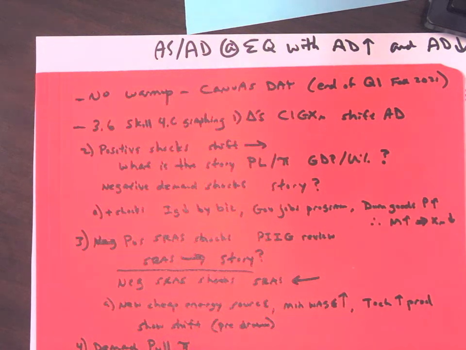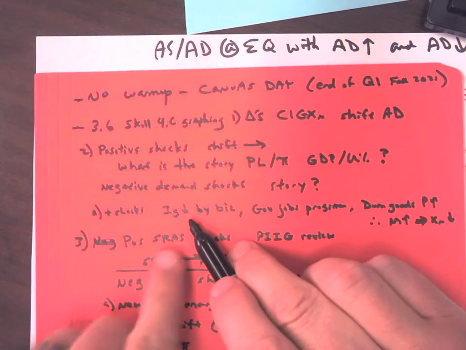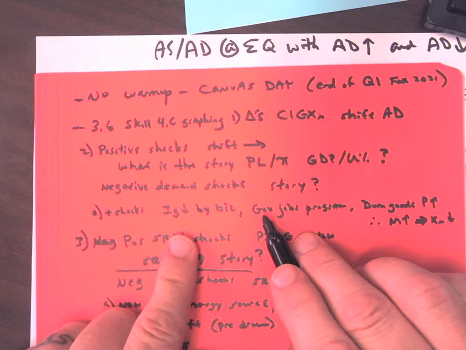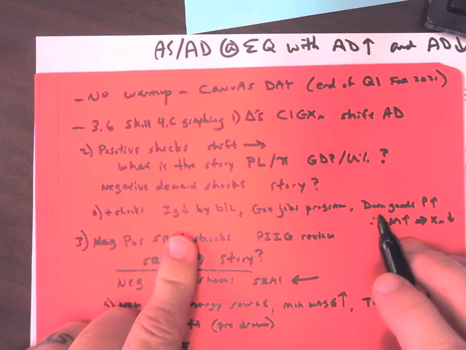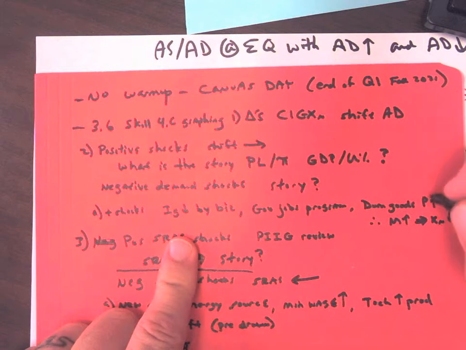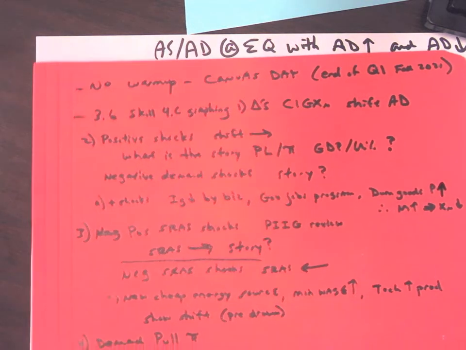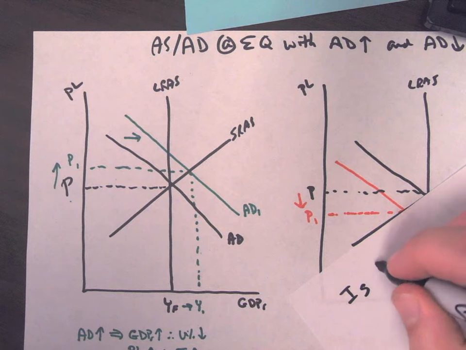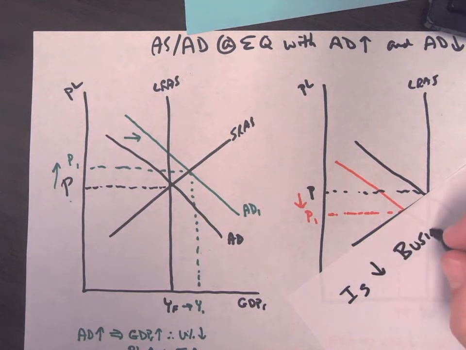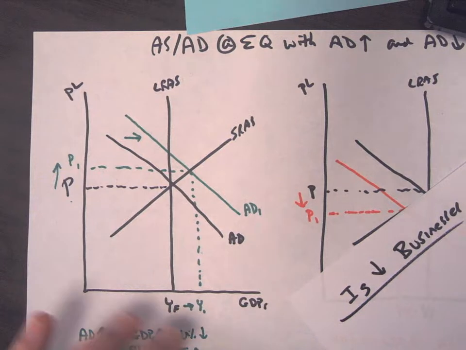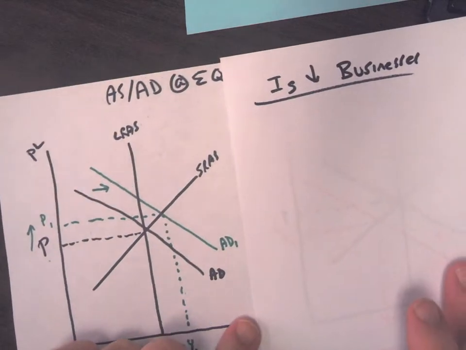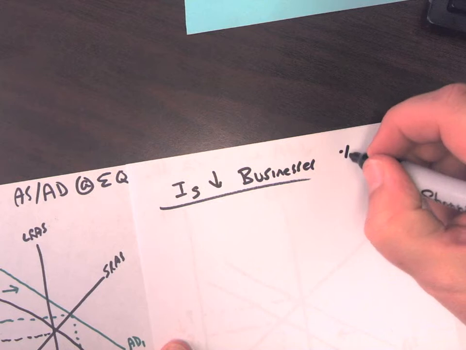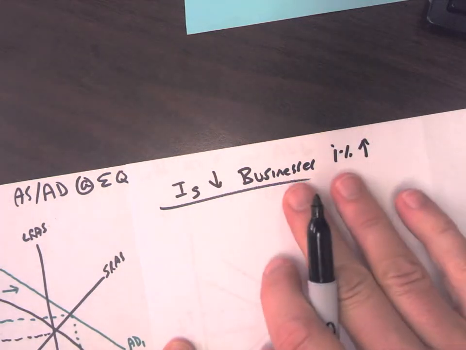So what we want to know is what happens to price level and inflation and GDP and unemployment. So these positive shocks or changes to aggregate demand, our examples are going to be if we have investment decreased by businesses, if we have government job programs, or if we have domestic goods prices going up. So those three things we can look at as examples. And what I want to show you first is the one about investment going down by a business. So let's say businesses are no longer investing. It's either going to be due to the interest rate rising, price levels rising, whatever it would be.